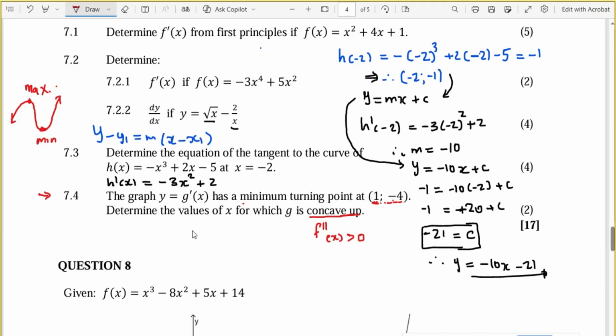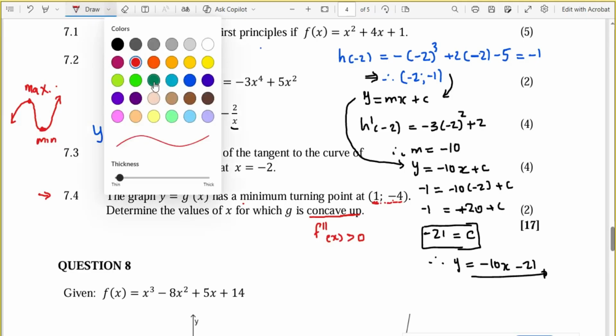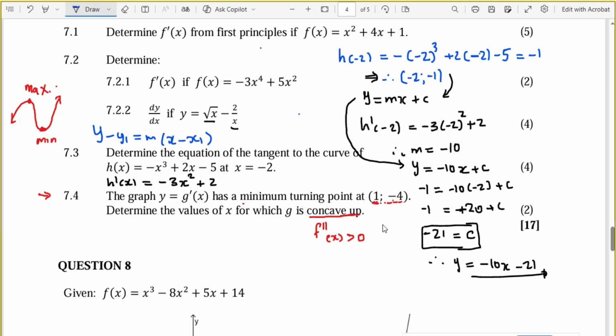Now, when this graph has the minimum turning point, I'm just going to quickly give you an example. You see this point, this x value.